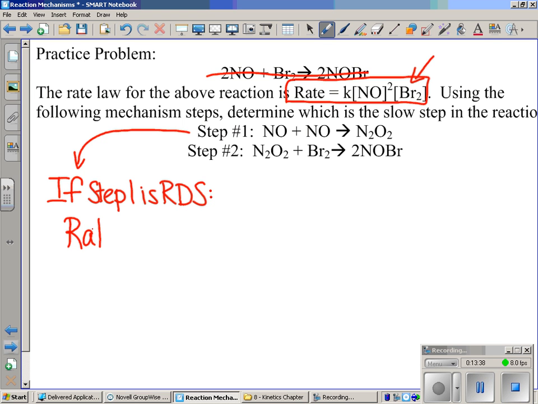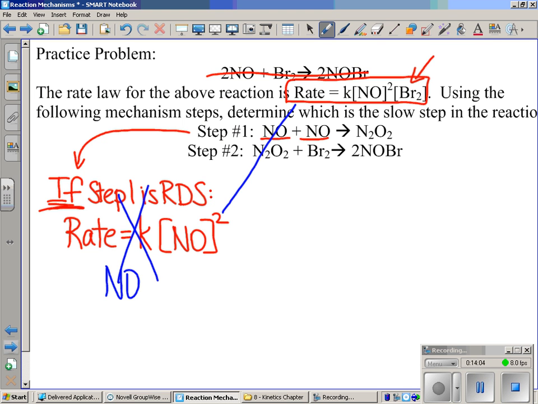If step 1 was the rate determining step, then based on step 1, rate would equal K times the concentration. It's only one reactant, but it's 2 times. So the concentration of NO, and that would be squared. Okay, if step 1 was the rate determining step, the rate law would be rate equals K times NO squared. Does that match? No, it does not match. If it doesn't match, then that means step 1 is not the rate determining step. Now by inference, you know that that must mean step 2 is, but let's confirm.